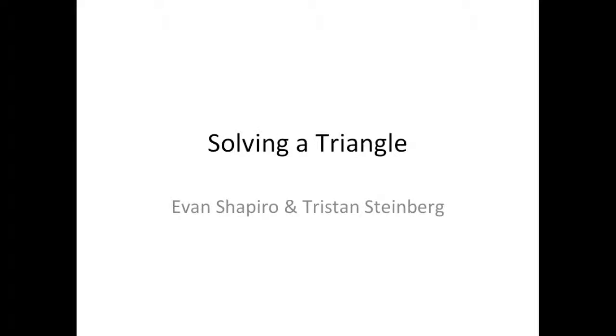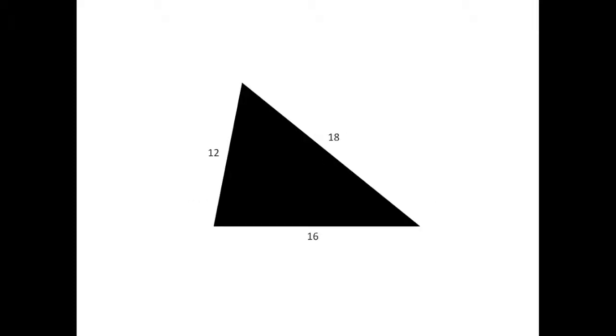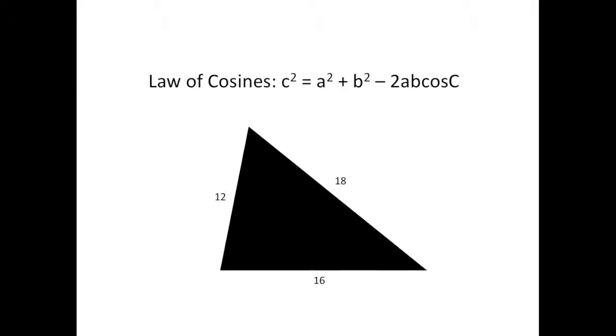We're going to show you how to solve a triangle using the law of cosines and the law of sines. This is our triangle, which you can see has a side length of 12 units, a side length of 16 units, and a side length of 18 units. This is known as a side-side-side triangle, so we must use the law of cosines to solve for one angle.